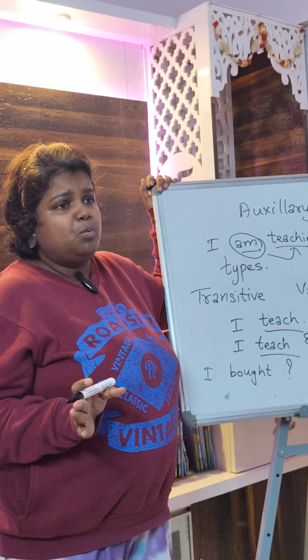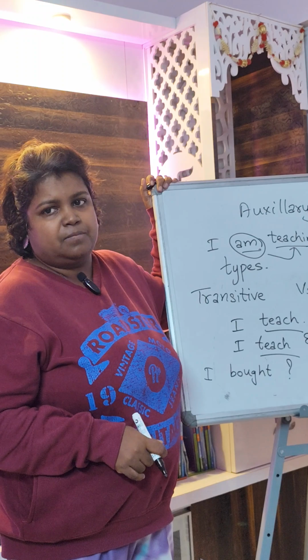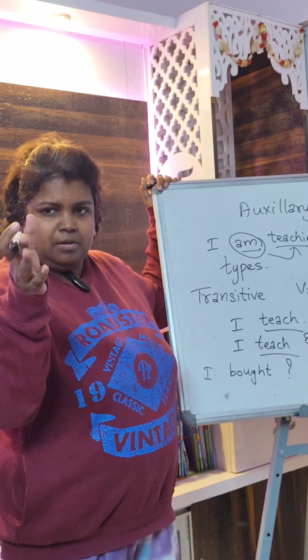Are we clear, people? Yes. And buy is your transitive verb. It requires an object. With that, we stop.